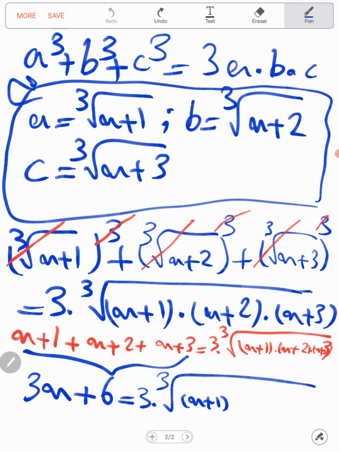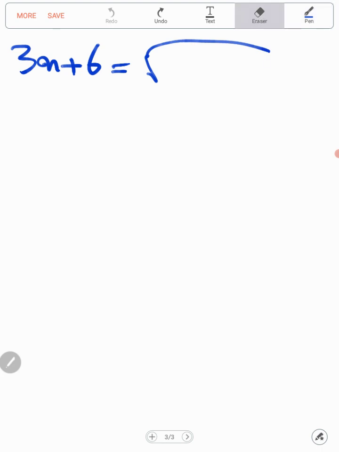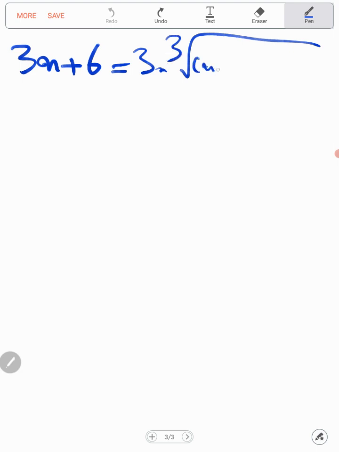I mean x plus 1, x plus 2 times x plus 3. Okay, it's better to go to the next page. We can have 3x plus 6 is equal to 3 times the cube root of x plus 1 times x plus 2 times x plus 3.